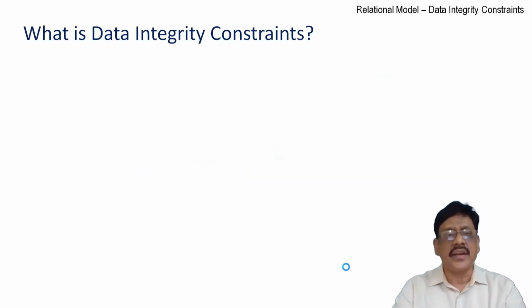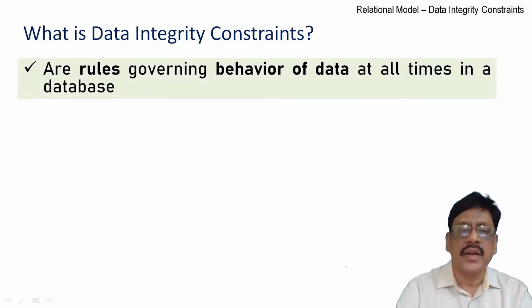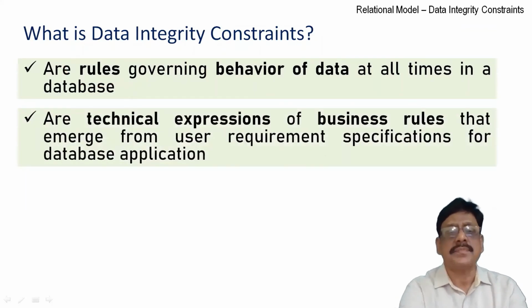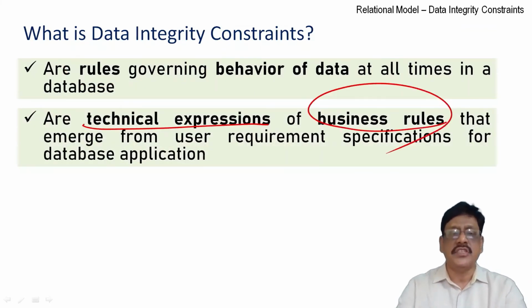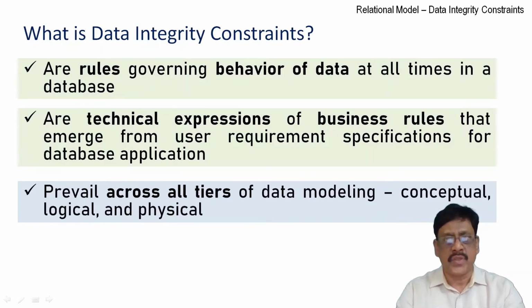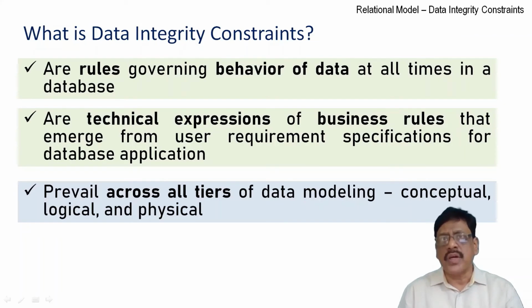What is a data integrity constraint? Let us learn different data integrity constraints, but before that, let us learn the definition of a data integrity constraint. These are rules governing the behavior of data at all times in a database system. Sometimes we call these the technical expressions of business rules that emerge from the user requirement specification for database applications. We want these rules to prevail across all tiers of data modeling: conceptual, logical, and physical data modeling. Remember, the relational database system is popular because it has the rich capability of specifying different types of integrity constraints.